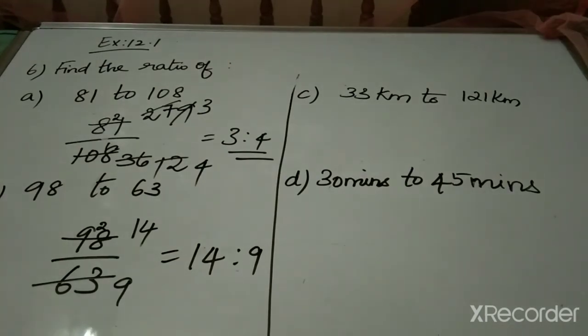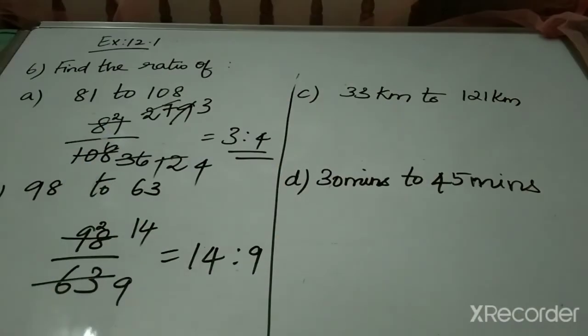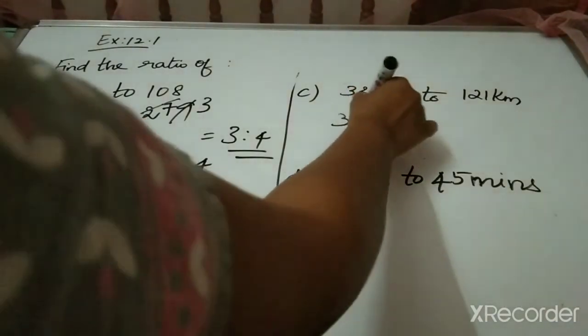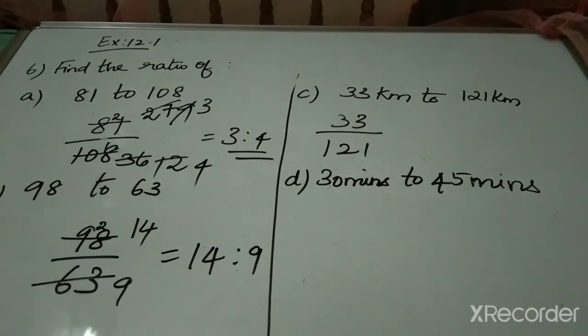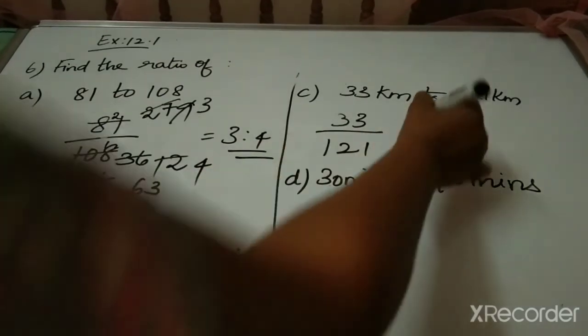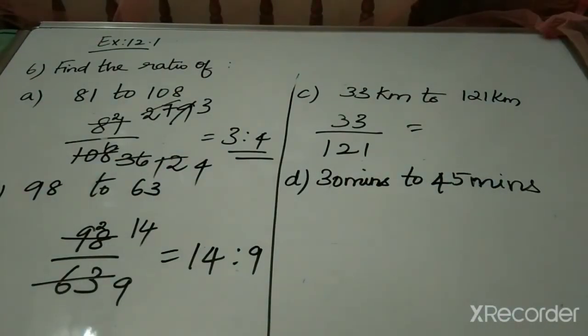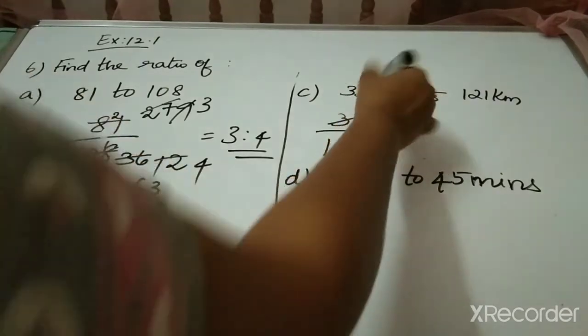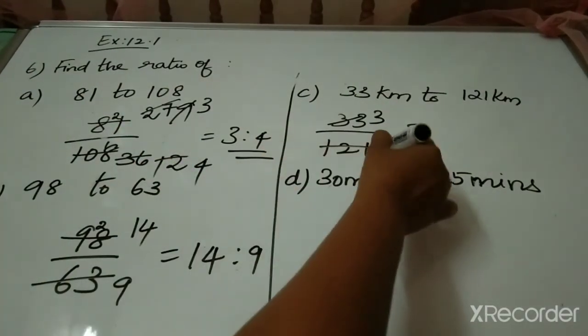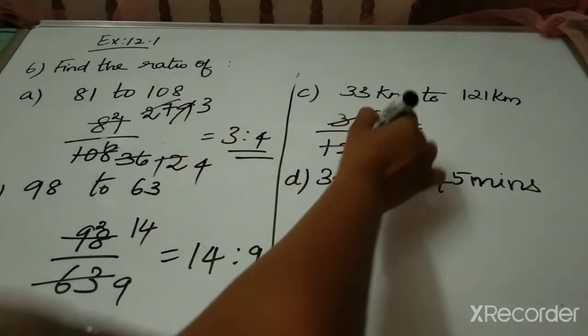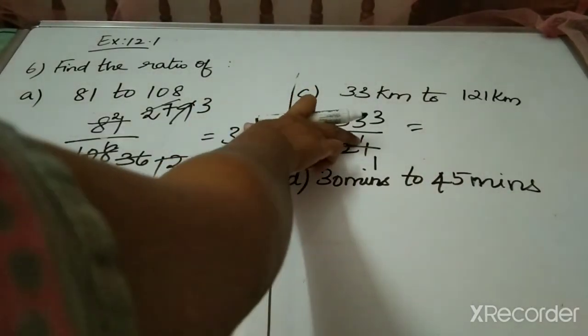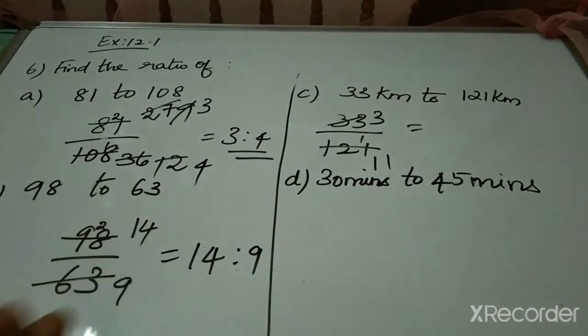Next one, 33 kilometer to 121 kilometer. Kilometer and kilometer, both are in the same unit. So we can write it in fraction as 33 divided by 121. Now I have to make them to simplest form. So for 33 and 121, I can take 11 table. 11 threes are 33. In 121, 11 ones are 11, 1 is remaining, so that 1 will be carried over here. So now this number is 11, and 11 ones are 11. So 3 divided by 11, the ratio of that is 3:11.